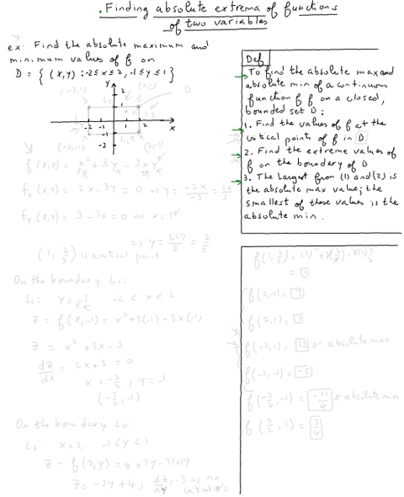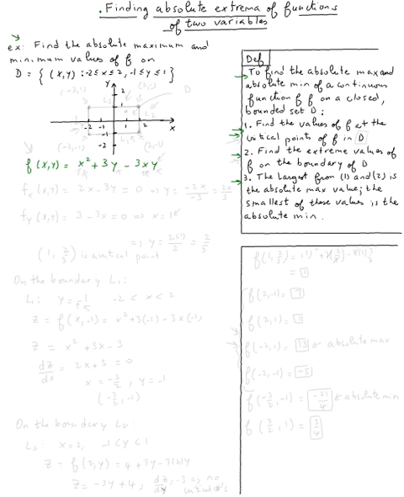Alright, so let's do this example. Find the absolute maximum and minimum values of f on the boundary D equal xy, x is between -2 and 2, y between -1 and 1. Our function, forgot to write it down, f of xy is equal x squared plus 3y minus 3xy. So that's a given. Alright, so first thing we do, start with step 1.